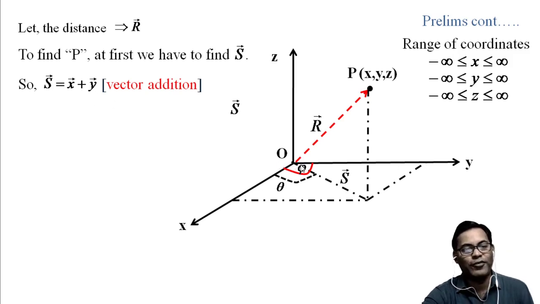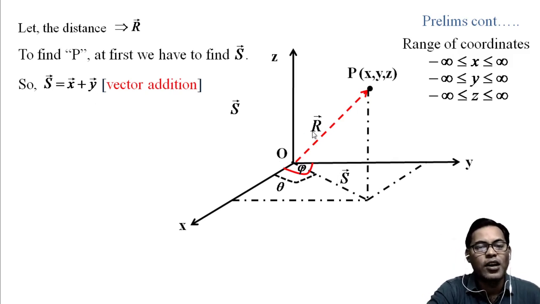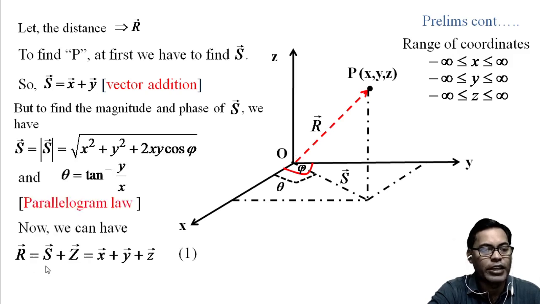Now if we have the vector s, then we can easily find the vector r. The vector r will be the summation of vector s and the vector z. So ultimately we have r equals s plus z, that is equal to x plus y plus z. Now s is a vector, so it has a magnitude and also a phase angle. We can use the parallelogram law to find the magnitude and the phase angle of s by the expression here.